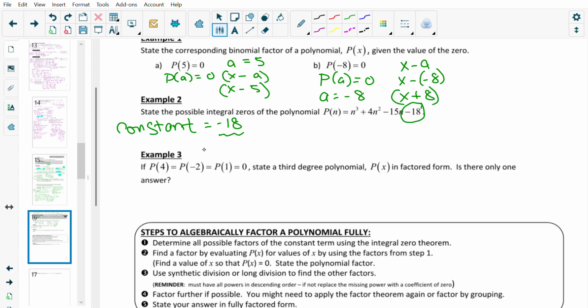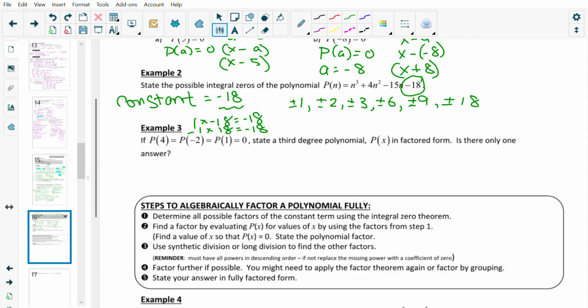Okay, so quick aside here, remember 1 times negative 18 equals negative 18, and negative 1 times 18 also equals negative 18. So you'll see there's a whole bunch of plus minus values. You can do this for all the other pairs of factors. So plus or minus 1, plus or minus 2, plus or minus 3, plus or minus 6, plus or minus 9, plus or minus 18. So those are all the possible factors of negative 18, and those are possible factors of the polynomial itself.